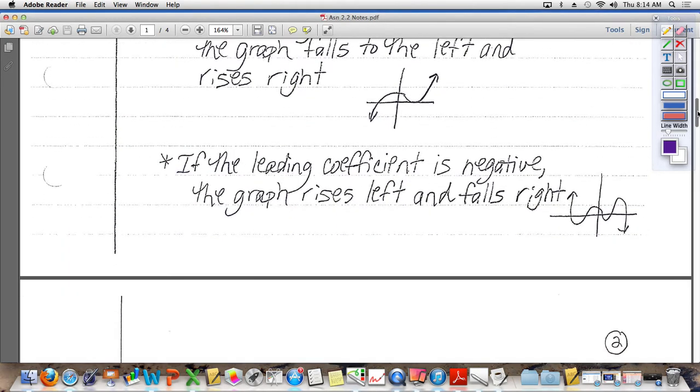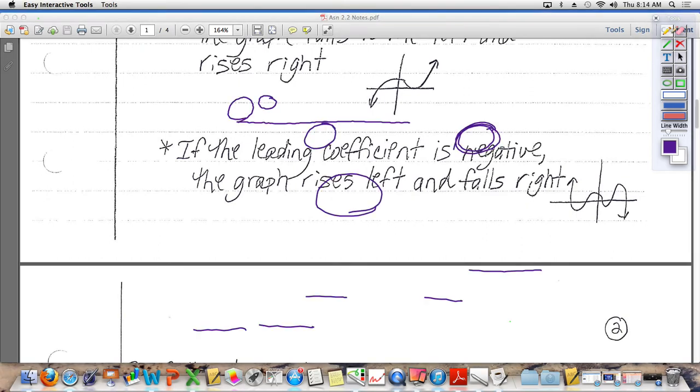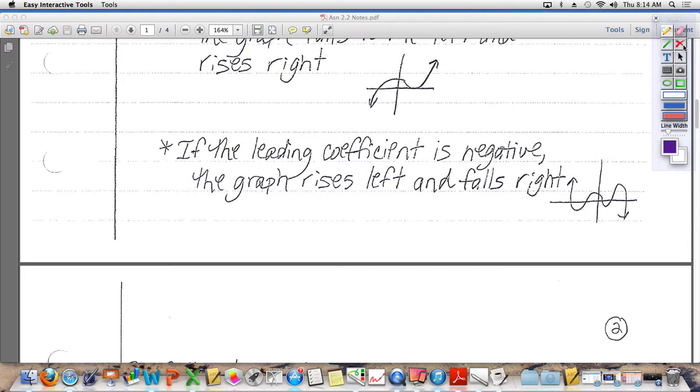All right, if the lead coefficient is negative, the graph will do exactly the opposite. The graph will rise left and it will fall right. So in other words, as I am finishing off the graph, as the tail is ending, it is falling to the right because the lead coefficient is negative. So it will rise left, fall right. This stuff right here is important.